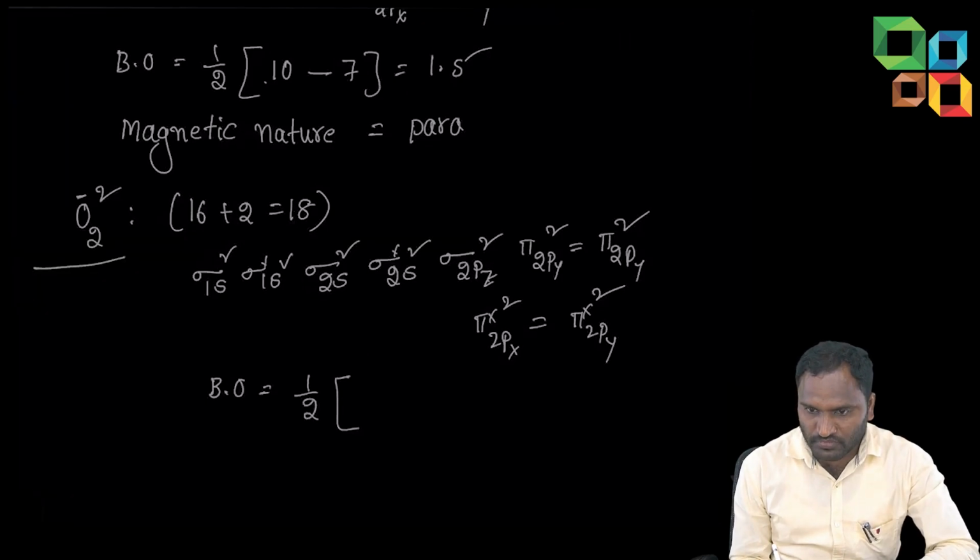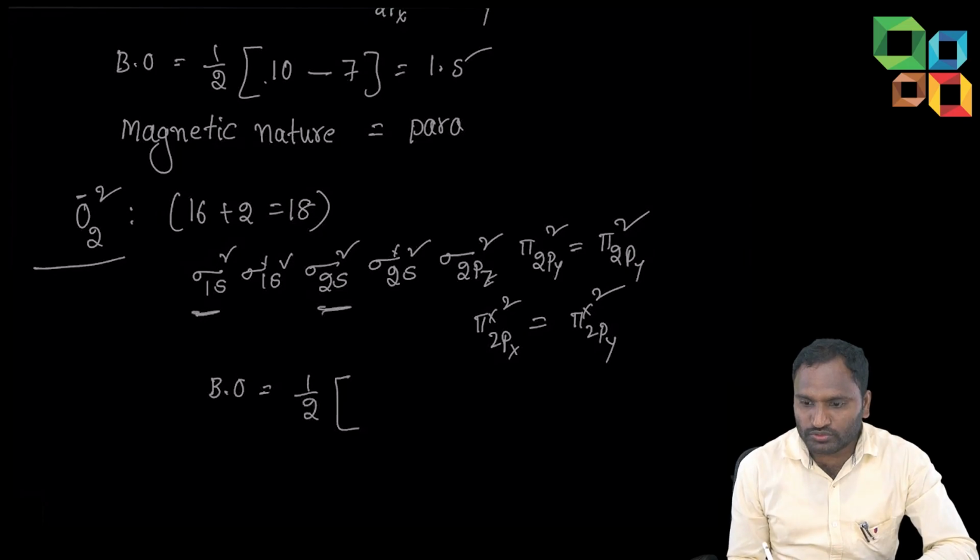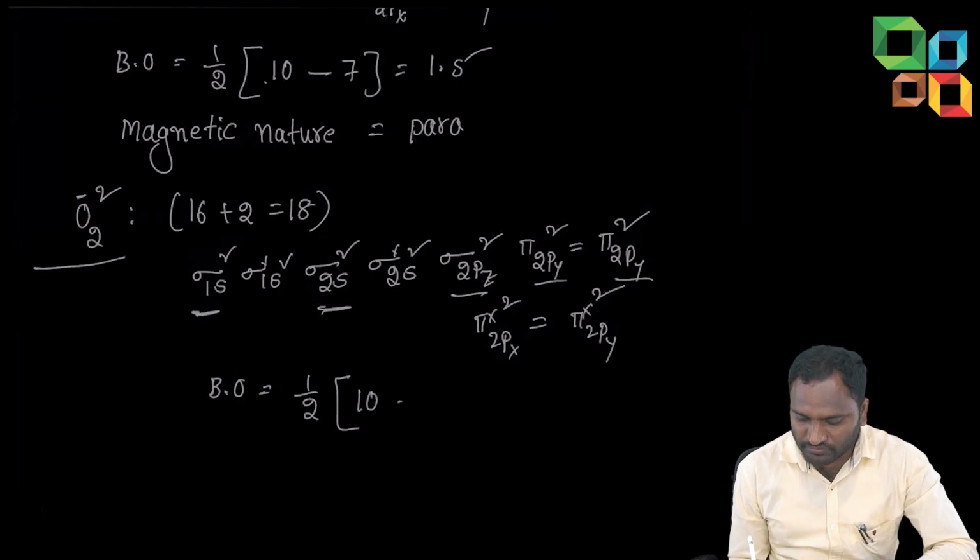What to do? 1, 2, 3, 4, 5, 10. Minus anti-bonding 2, 4. 4 plus 4, 8.